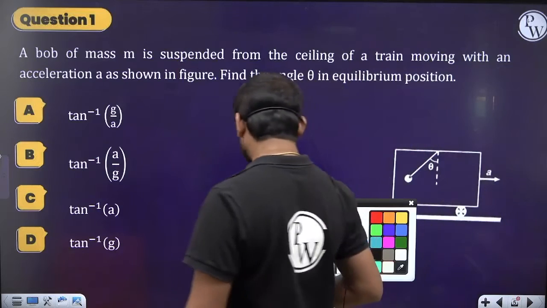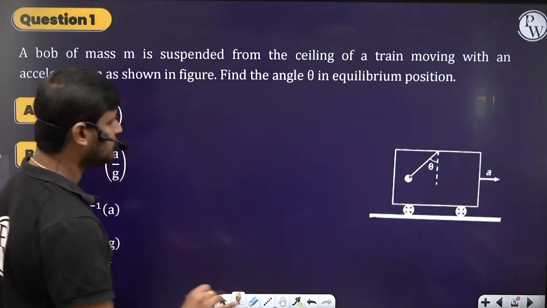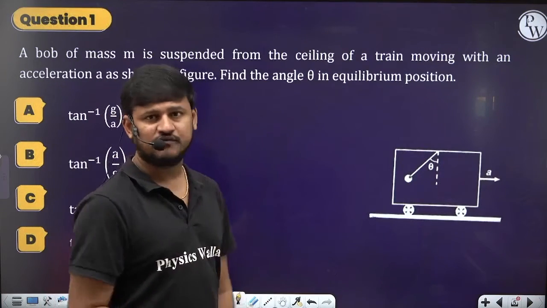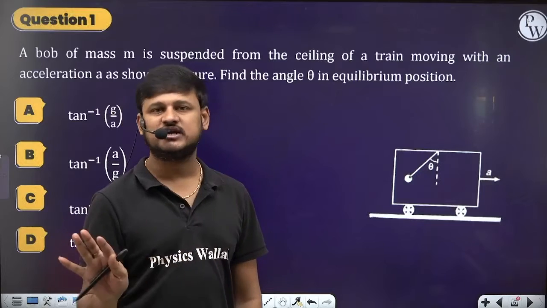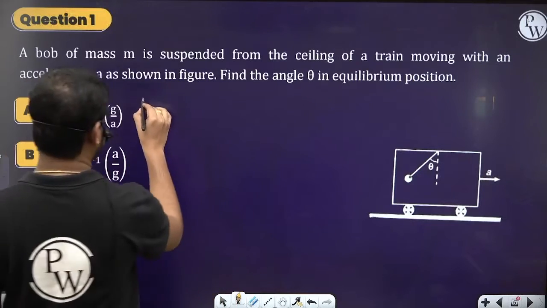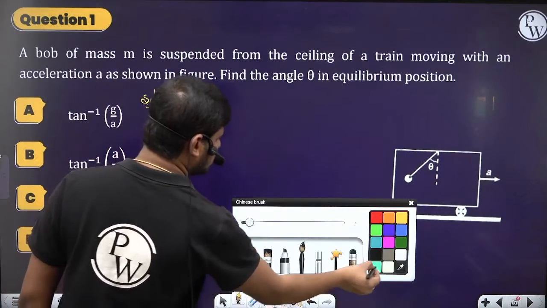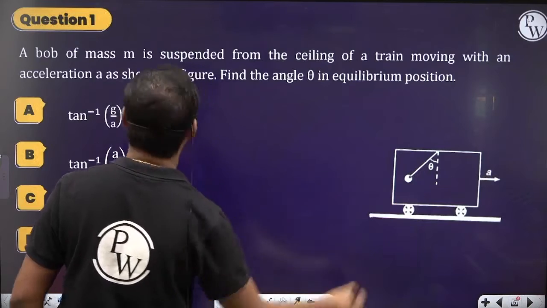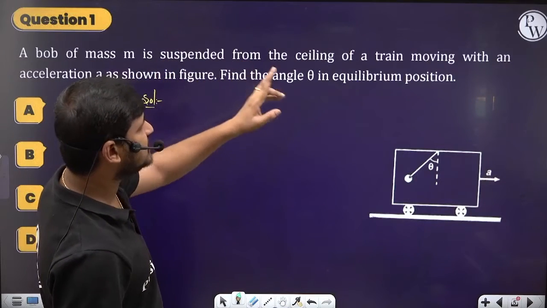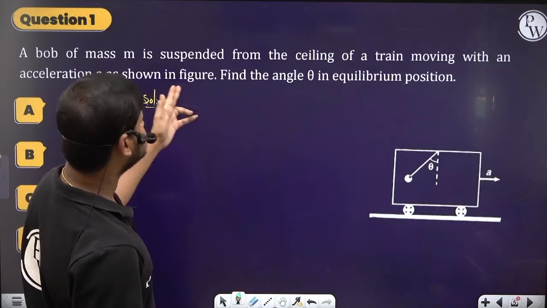Let's understand the concept through questions. By solving the questions, I am going to take at least 10 questions in this session related to the pseudo force. All your doubts related to pseudo force will be cleared today. Pause the video and try it on your own, guys. First, see what the question says here. A bob of mass m is suspended from the ceiling of a train moving with an acceleration a as shown in the figure.